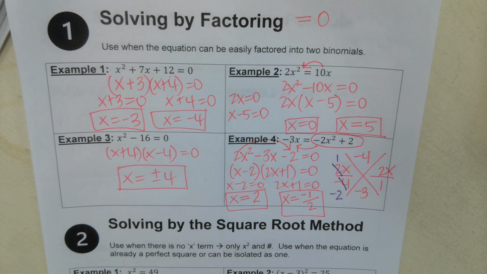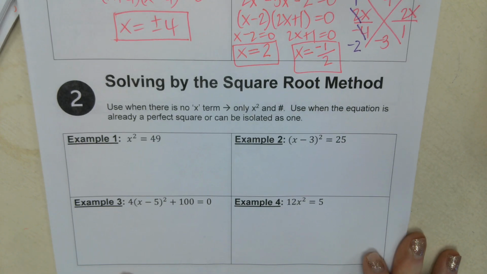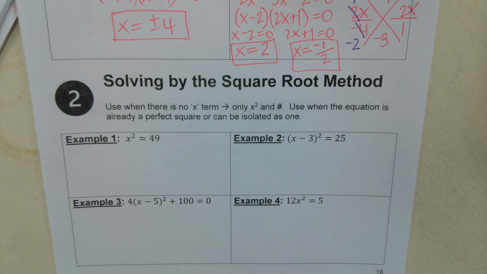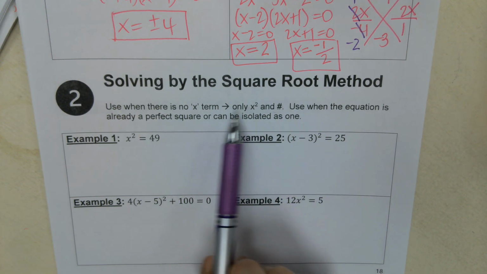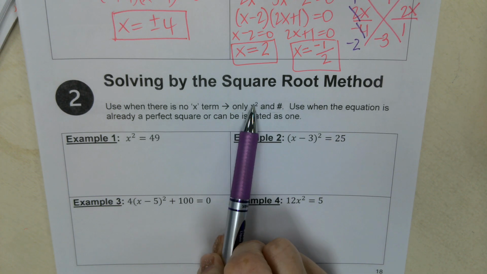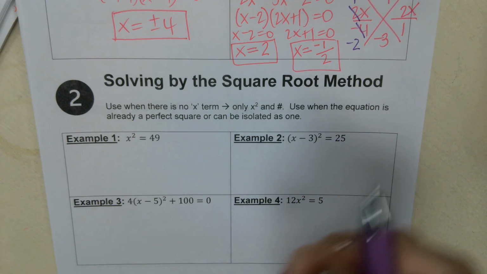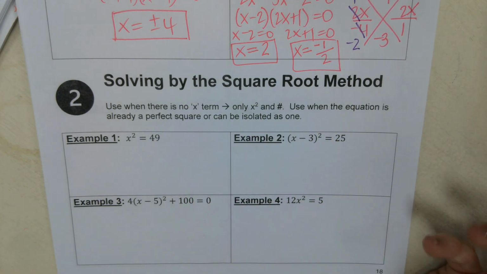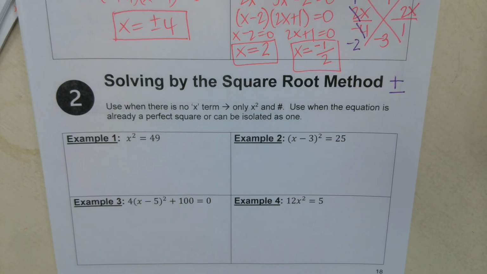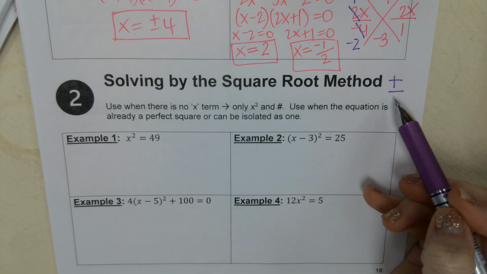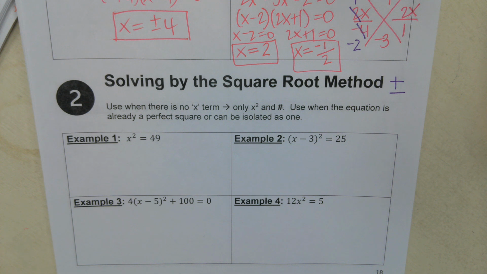All right. Square root method. I love square root method. It's short, sweet, and simple. Okay? But we are only going to do square root method. Get off your phones, please. You're only going to do the square root method when you have an x squared and a number. Okay? If I have an x, I'm not going to do this. Don't forget, we got to have a plus or minus with my answer. Okay, got to have that plus or minus with your final answer here.